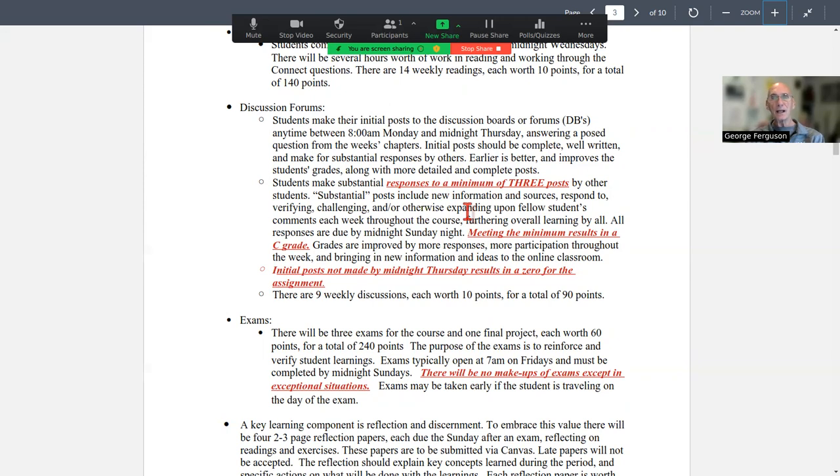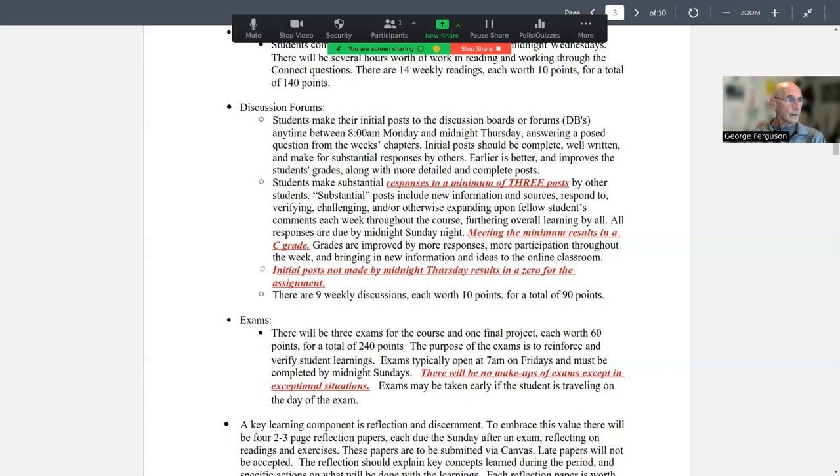And when I say significant, I mean bringing in new information, finding new articles that continue the learning as far as that topic is concerned. Meeting the minimums results in a C grade. In other words, if you do only the initial post by Thursday and only 3 responses by Sunday, that's average. All right, that's a C. That's basically earning 7 out of 10 points. If you want to score better, you bring in new information, new articles. You get involved and you stay involved.